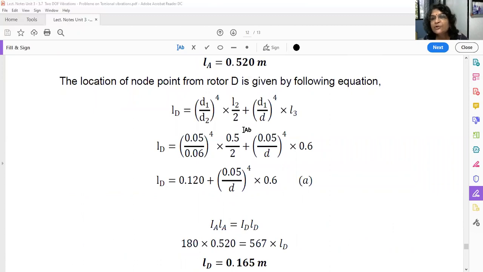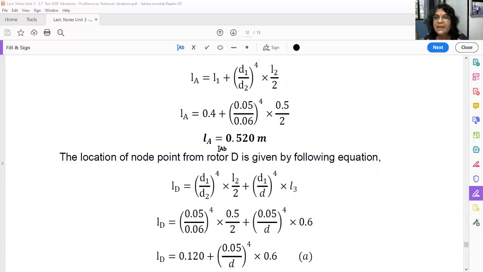Now here, what is unknown? D1 is known to you, D2 is known to you, L2 is known to you, D1 is known to you, L3 is known to you. What is unknown? D. So we are supposed to find out D. But for that purpose, we must know how much is LD. How will you find out LD?